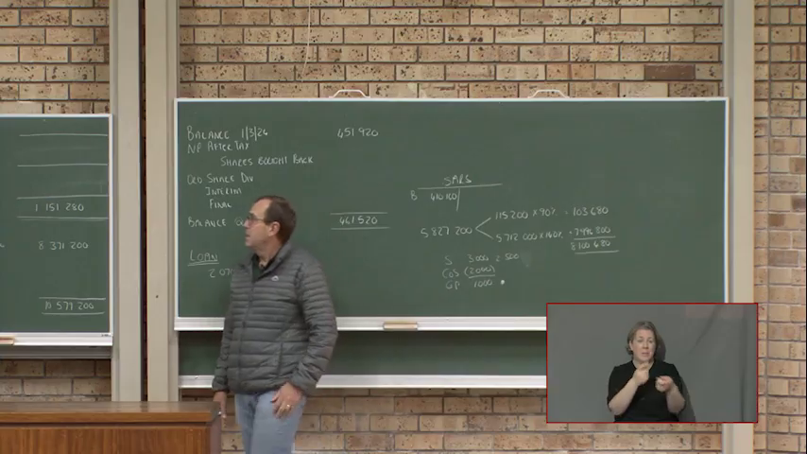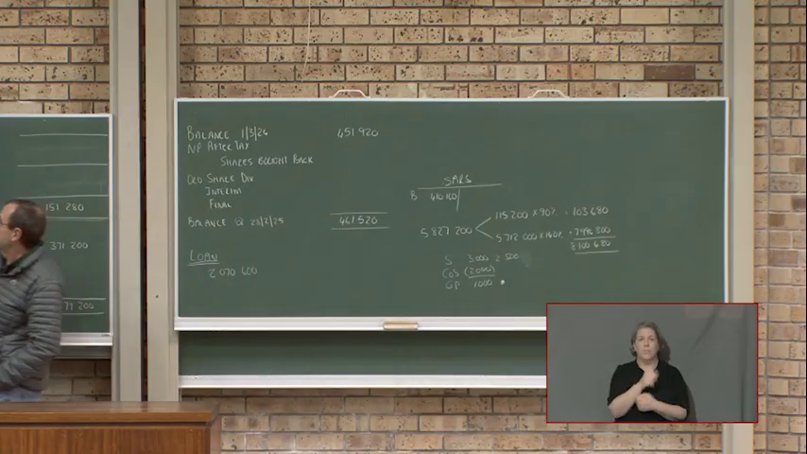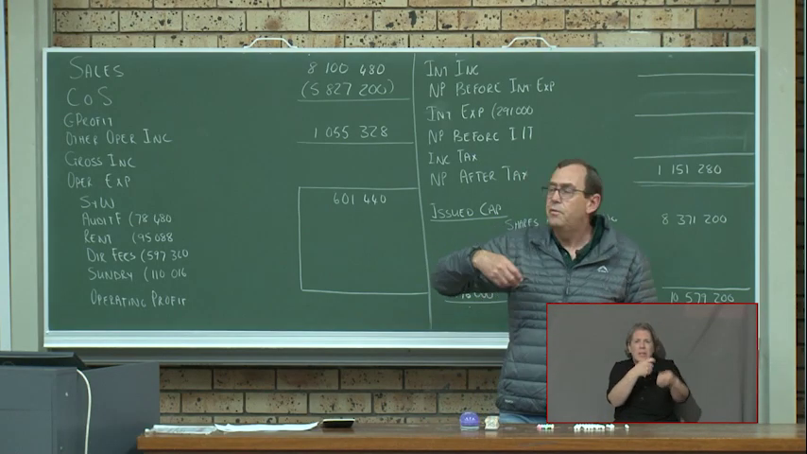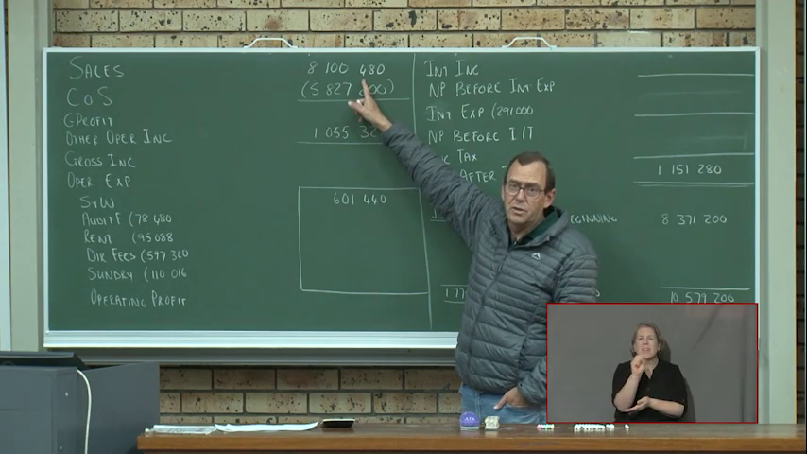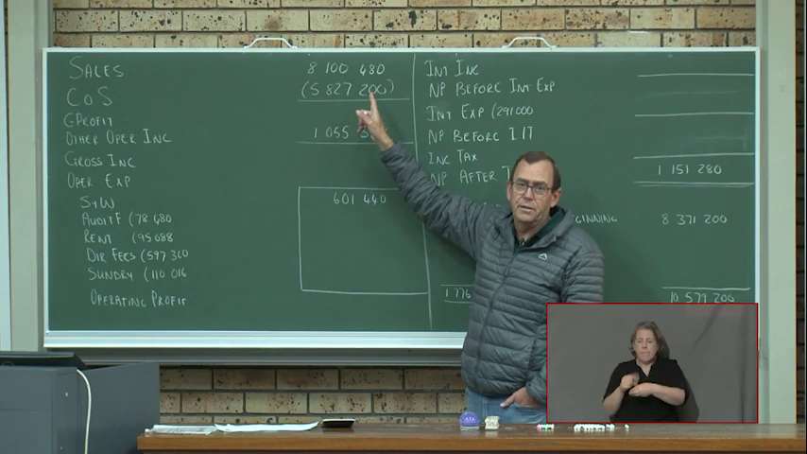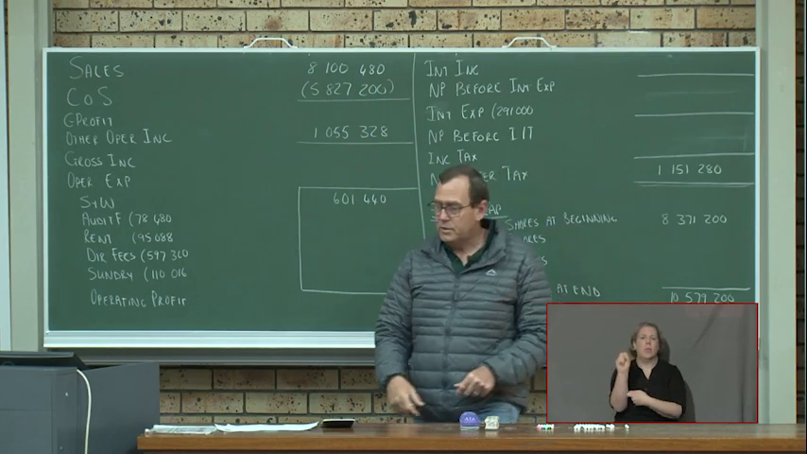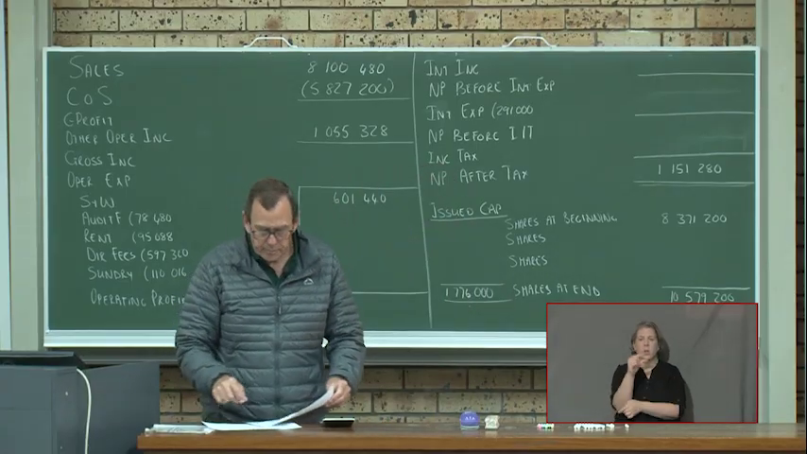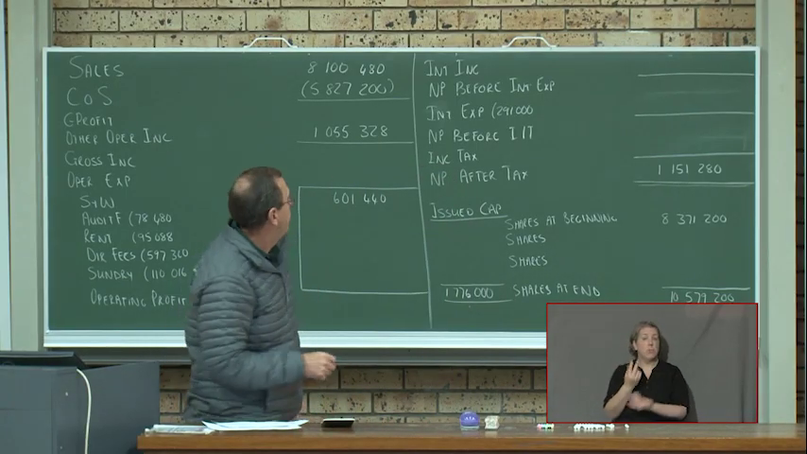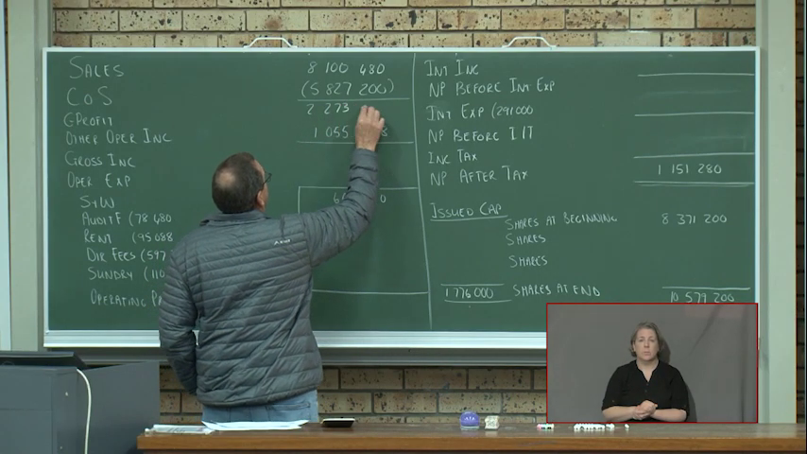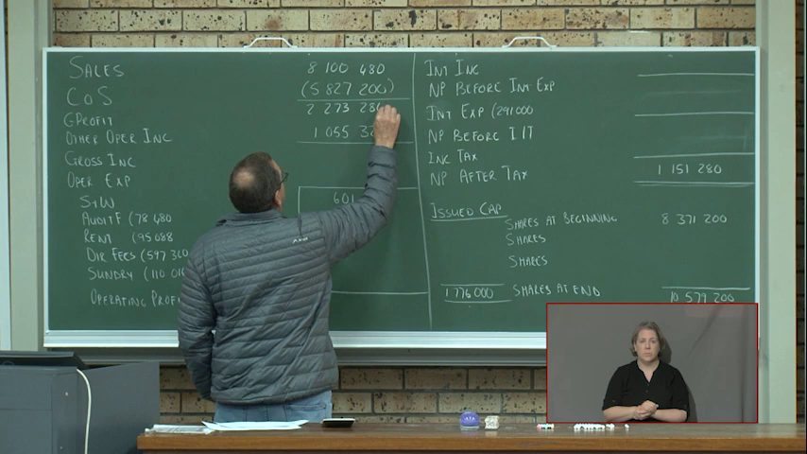So sometimes they give you the sales and then they say there was a trade discount. So you first have to add that trade discount to get your original selling price and then calculate your cost of sales. All right, so that gives you a gross profit of 2,273,280.